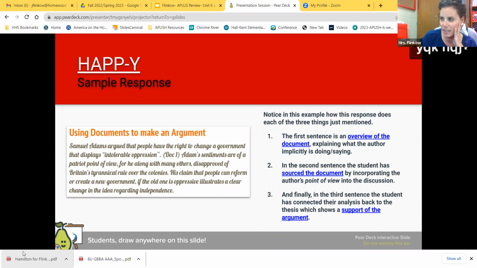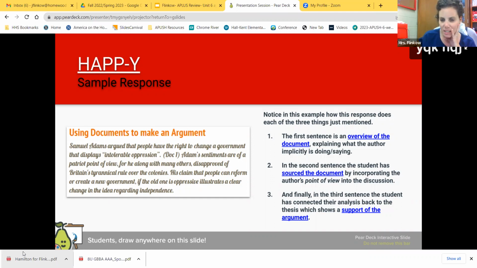The first sentence is your overview of the document, okay? Samuel Adams argued that people have the right to change a government that imposes intolerable oppression. I would also add here, guys, this is called the description point. When you are describing a document, I would describe what it is, like in the image or in the speech by Samuel Adams. That way you're just clear. It just helps clear things up.